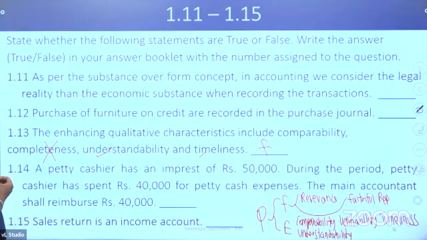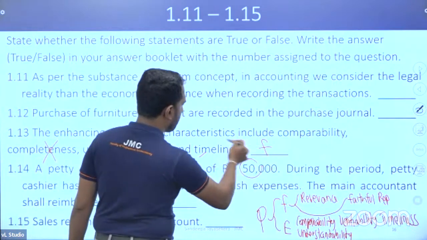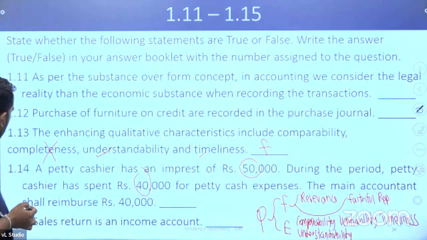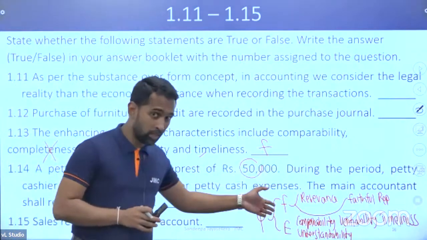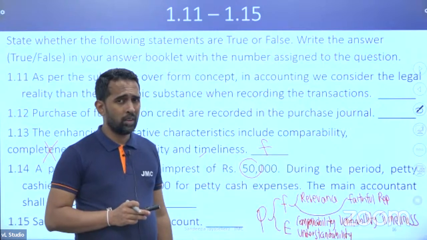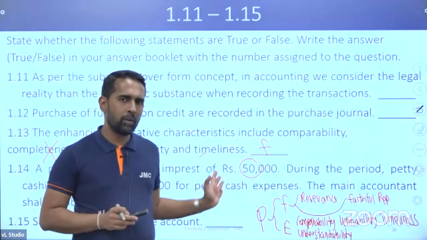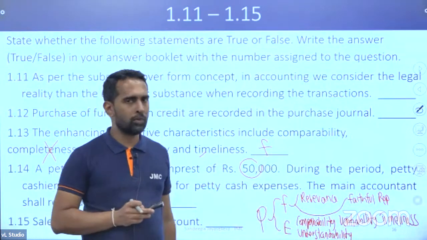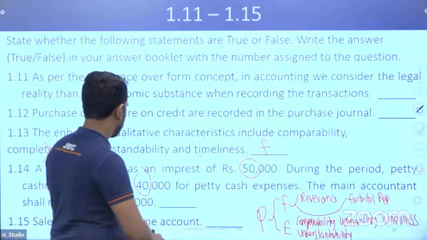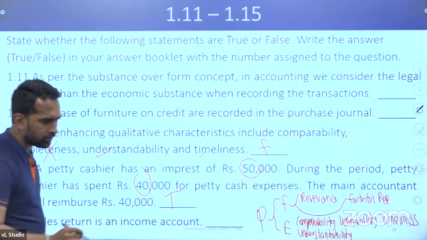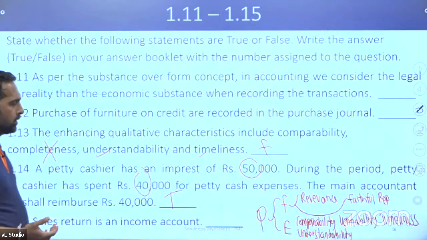Right, we'll move on to 1.14. A petty cashier has an imprest of rupees 50,000. During the period, the petty cashier has spent 40,000 for petty cash expenses. The main accountant shall reimburse 40,000. Is it correct or no? Does the main accountant need to provide 50,000, or 10,000, or 40,000? Because in the petty cash float method, you have been given a fixed amount, then you are spending from that amount. Whatever you spend will be reimbursed by the main accountant. You are coming back to the float value, to the imprest. So this one is true, right? Very good. Most of you have put that as a true statement.